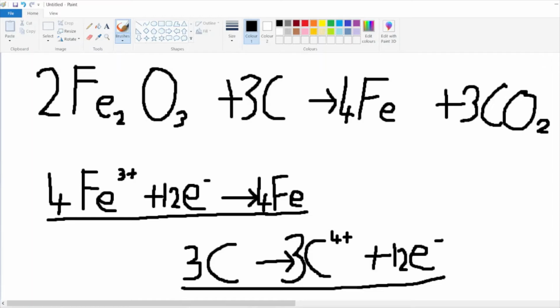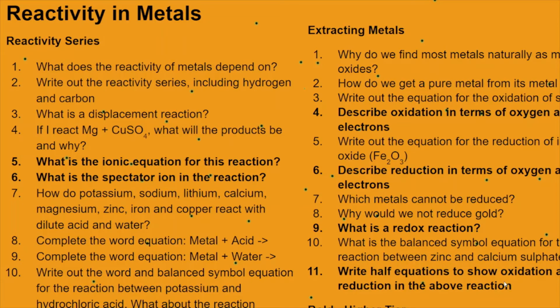We're going to go through another example. So what reaction happens between zinc and calcium sulfate? As we've covered the 9 questions, we're on to question 10 now. No reaction, actually, because you can see that zinc is less reactive than calcium if you go back to the reactivity series, and therefore zinc will not displace calcium.